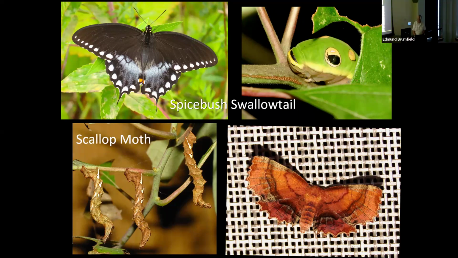And then I said, well, maybe it is a moth. And then somehow I came across scallop moths. Scallop moths lay eggs on sassafras. And here is a scallop moth on one of our chairs on the deck at night. There's another species which is a beautiful dark color called a dark scallop moth.